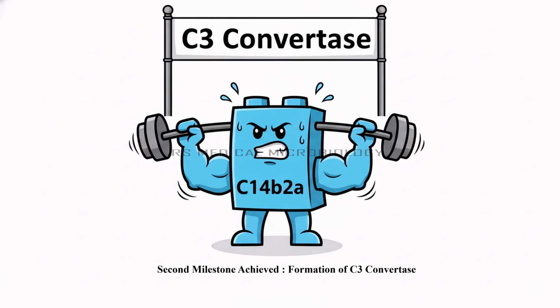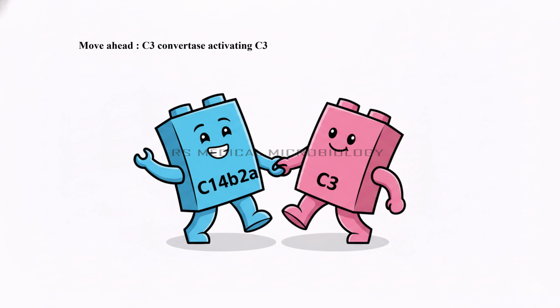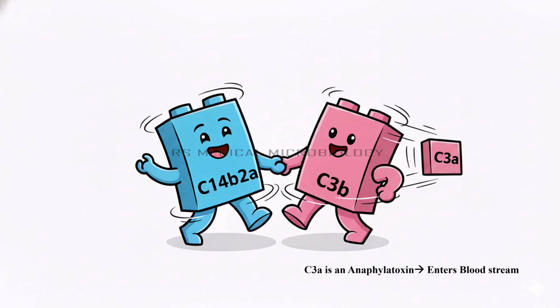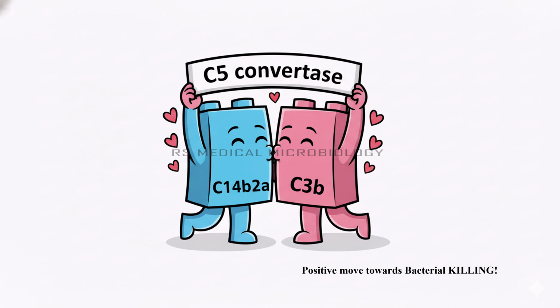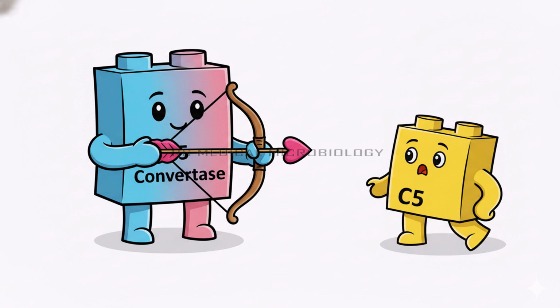So it is C1, next you had the component C4, next you had the component C2. These three combined form the C3 convertase. As the name suggests, now it has to go and attach to C3. Once the attachment is done, a small part of it, the C3a, goes out into the bloodstream as an anaphylatoxin. The remaining part, that is the existing C3 convertase along with C3b, will form the next most important step, which is your C5 convertase. From here starts the process of attaching to C5.